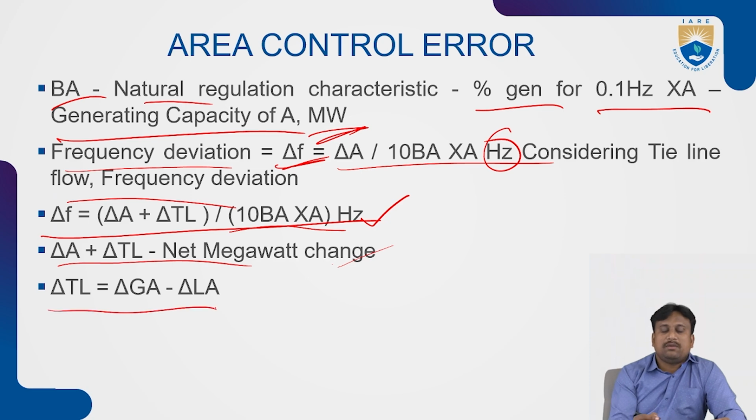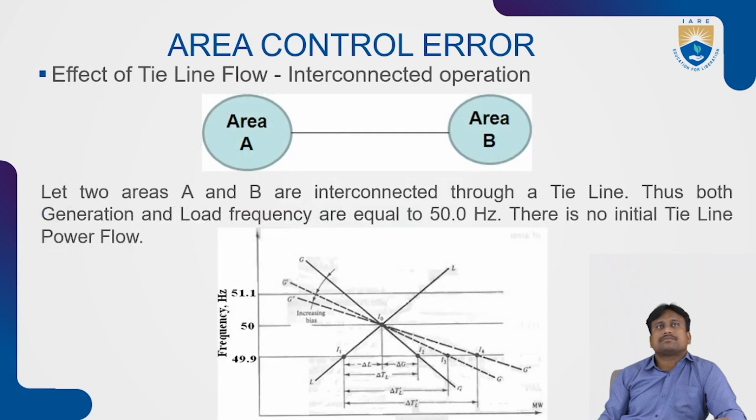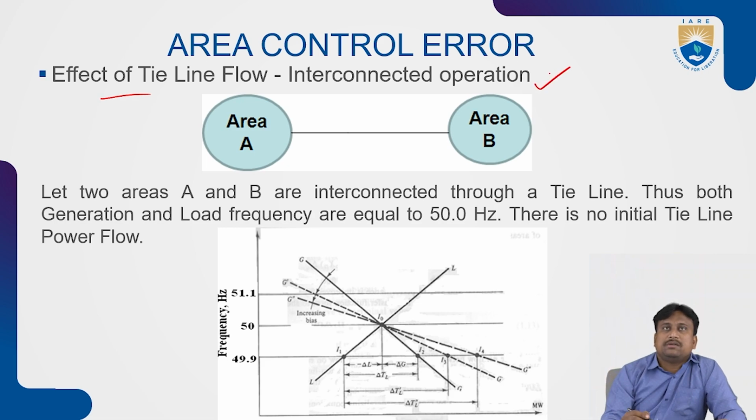That delta TL will be the difference of delta GA minus delta LA. This total difference of the power from the region of boundary, GA to LA, is considered. That will be representing the total load change. Here in this case, the effect of tie line flow is considered for the interconnected operation.